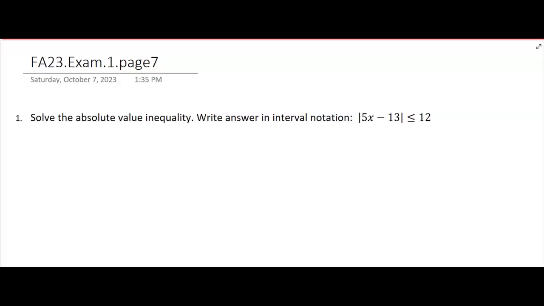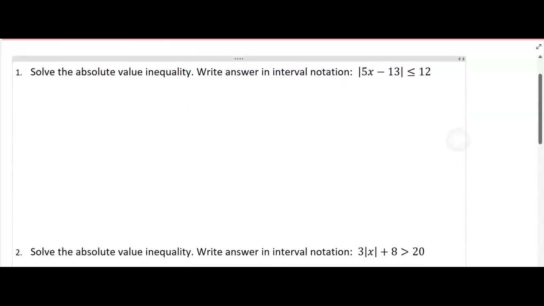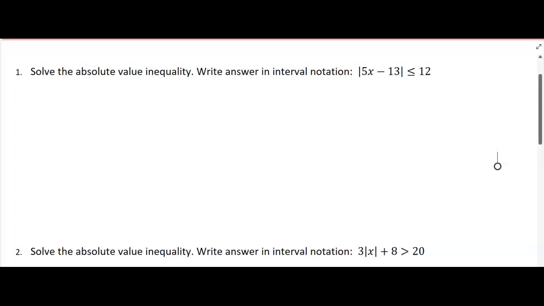The last page. So we have an absolute value here. It's a less than or equal to. Now, if you watch the videos, it's shown how to set this up. You take the absolute value part, 5x minus 13, and you're going to sandwich it between the positive 12 and the negative 12.